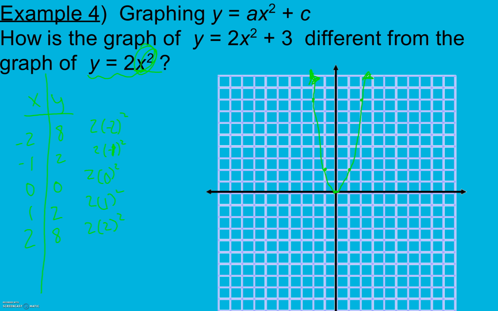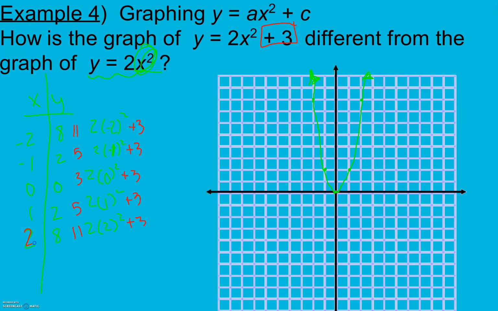Now, our second equation here is the same as our first one, but we have a +3 at the end. That's the only difference. So since we already did the first part, I'm just going to add 3 to all these. So 8 plus 3 gives me 11. 2 plus 3, 5. 0 plus 3 is 3. 2 plus 3, 5. 8 plus 3, 11.